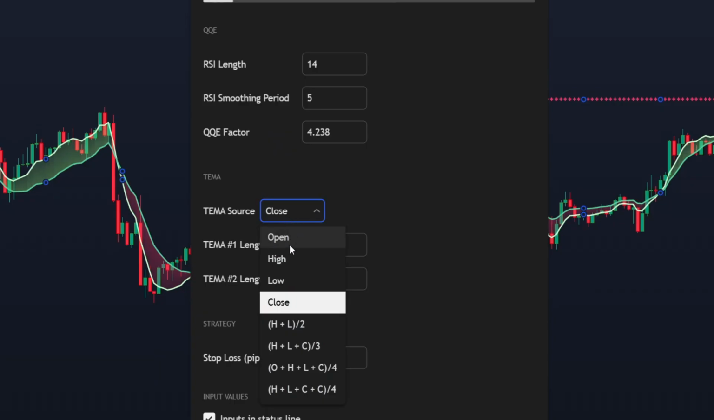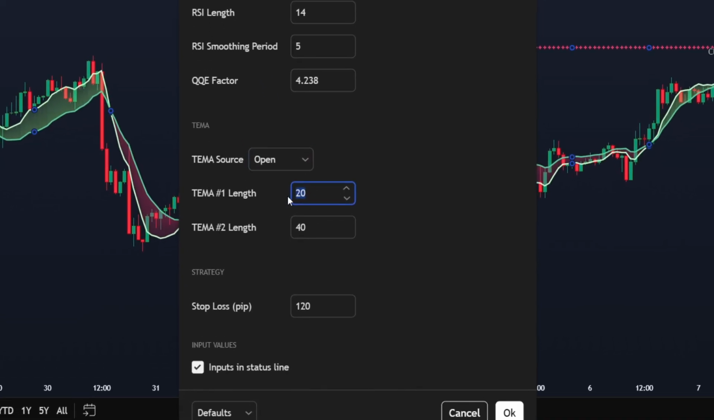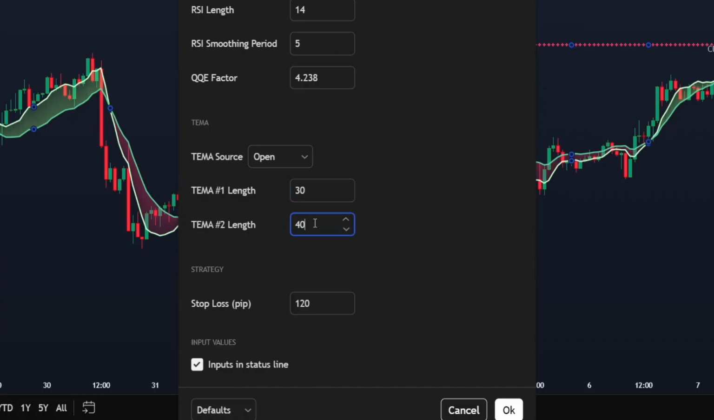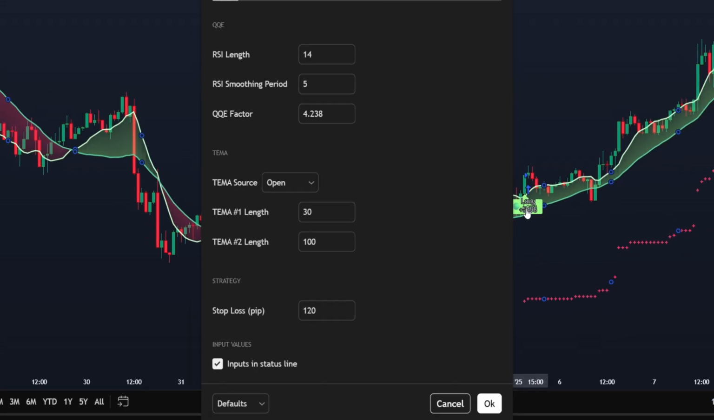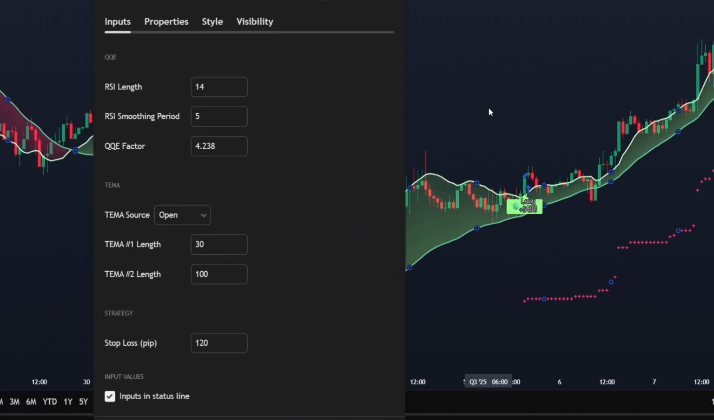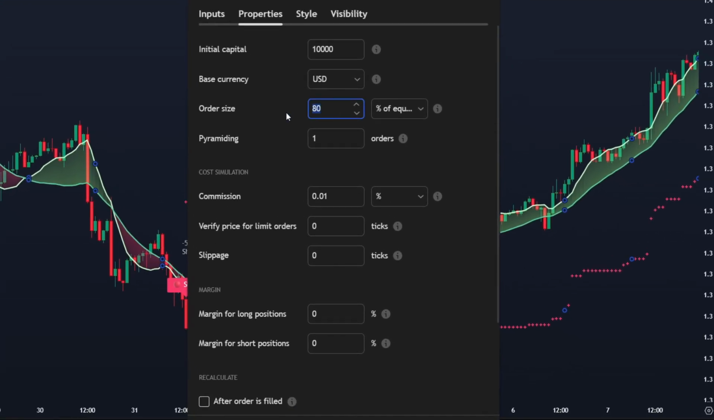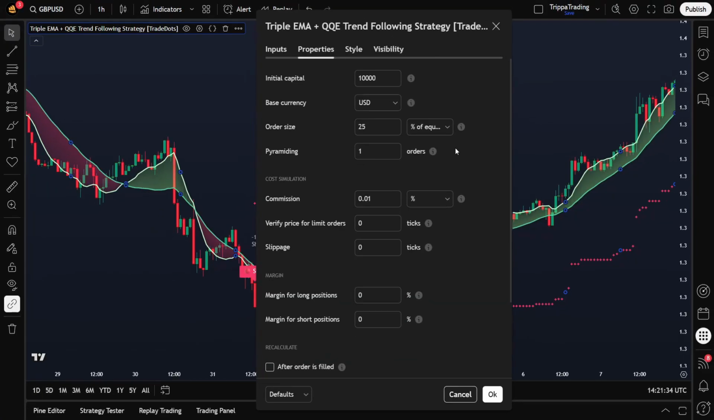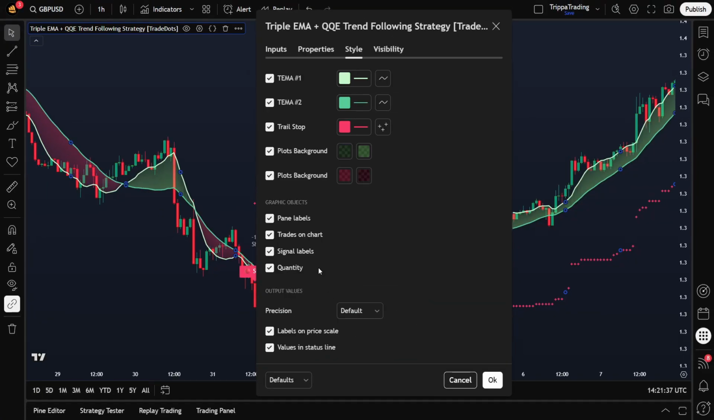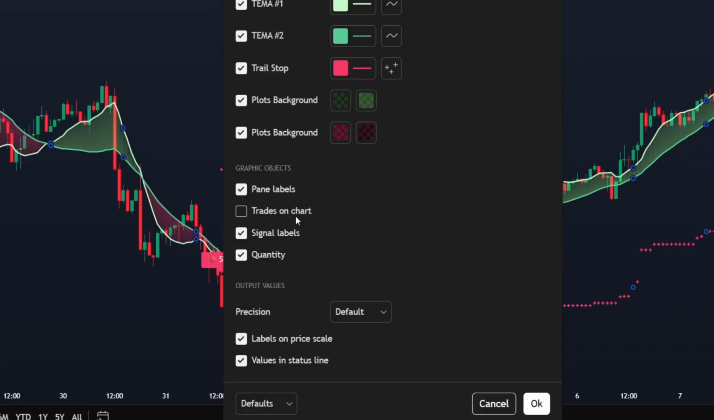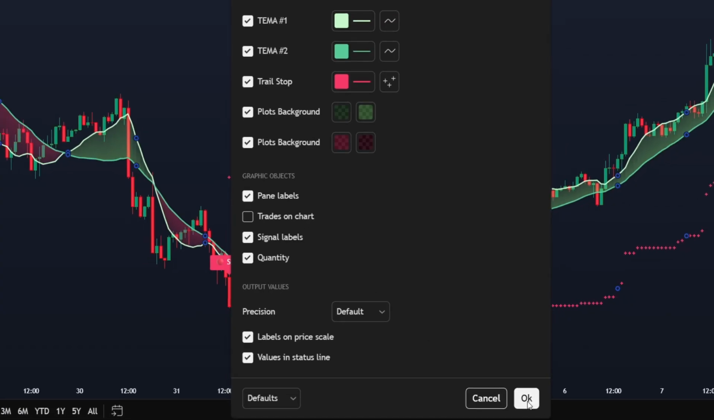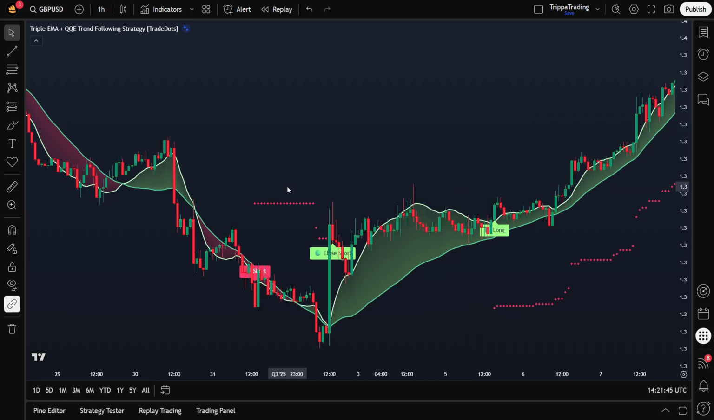First, set the TEMA source to open. Then set the first TEMA length to 30 and the second to 100. Straight away, this adjustment increases the win rate to around 68% on GBPUSD. Next, open Properties and change the order size from 80% to 25% of equity. That reduces the maximum drawdown to about 7.5%. Finally, go into Style tab and hide the trademarks on the chart to keep things clean. These are going to be all the changes we will be doing for this indicator.